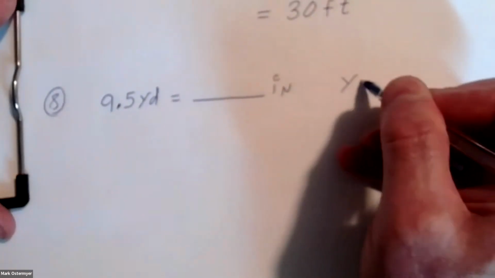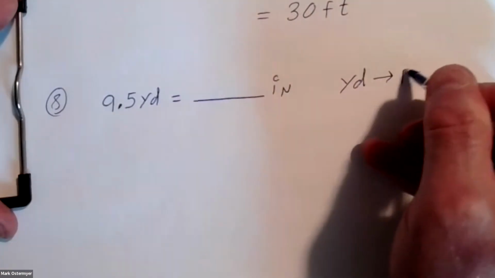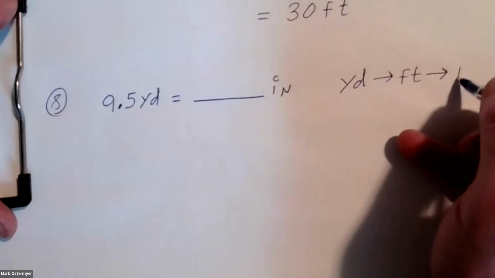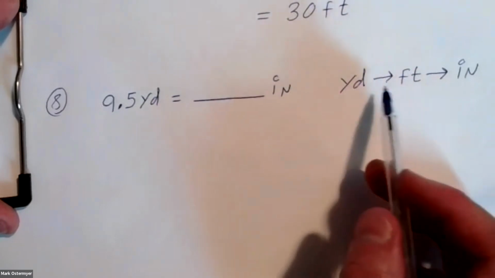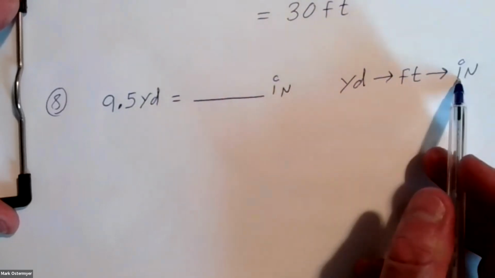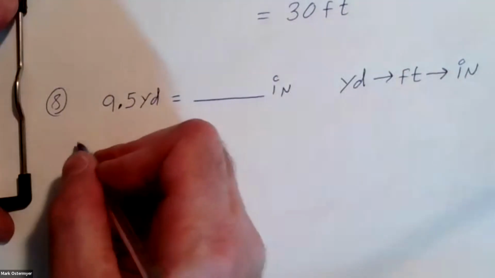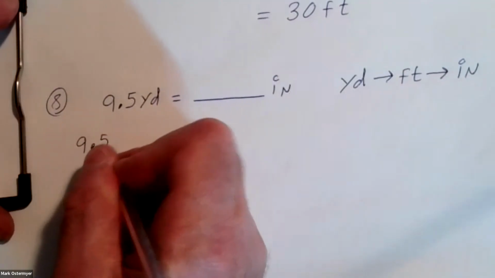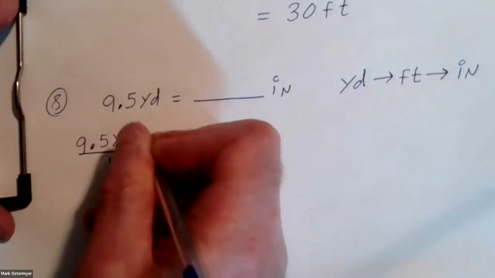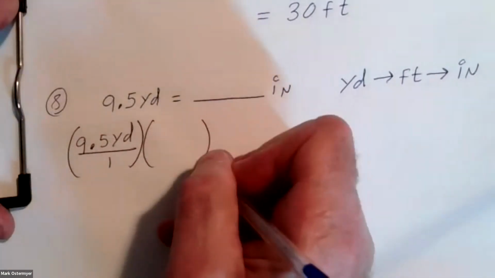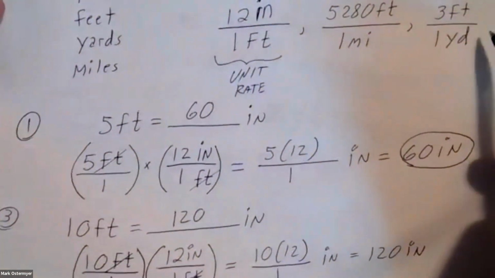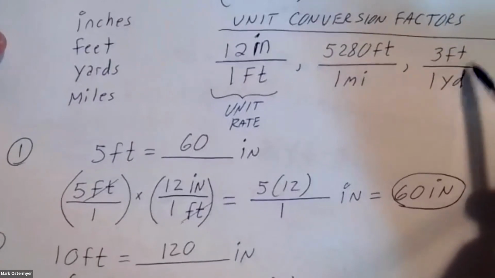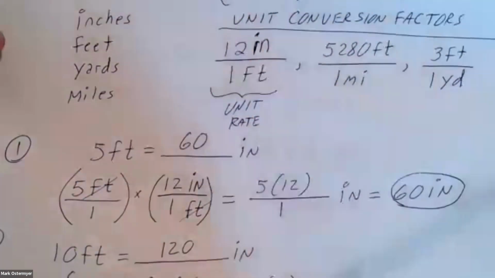In fact, here's my game plan. I want to go from yards to feet first, and then from feet to what? Inches. Everybody see that there? That's what I'm going to do. I'm going to go from yards to feet and then feet to inches. I'm going to have to take it in 2 stages here. So therefore, I put on my paper 9.5 yards, and I place this over 1. First of all, I'm going to go from yards to feet. Well, what conversion factor do I use that relates yards and feet? Oh, here we go. 3 feet is to 1 yard.